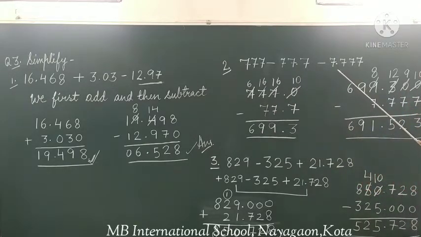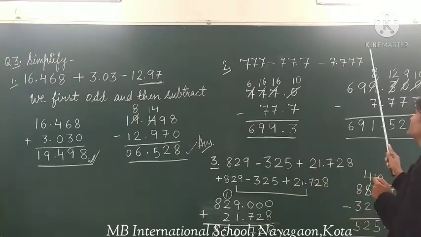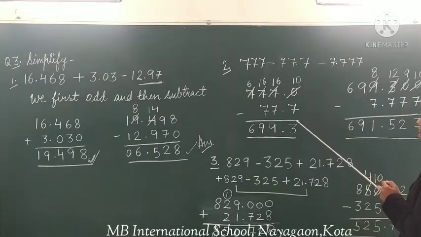Now subtract 7.777 from 699.3. But remember, this is unlike decimal. First convert it into like decimal. Why? Because there are 3 decimal places and here is only 1 decimal place.